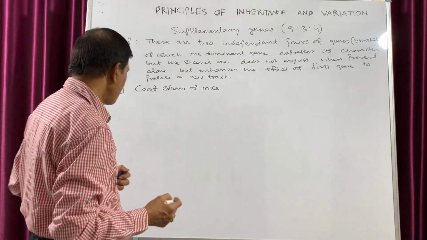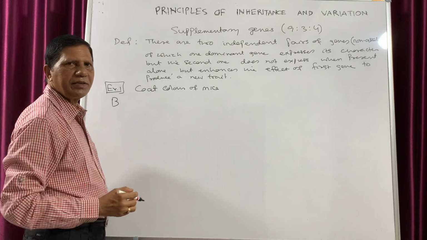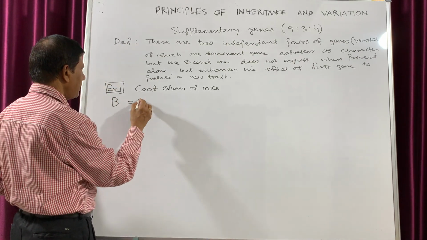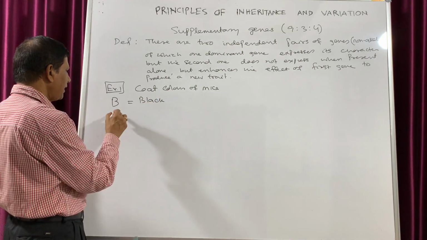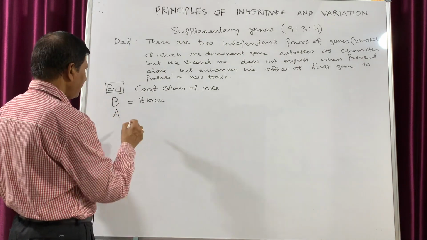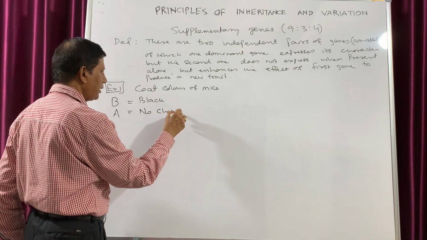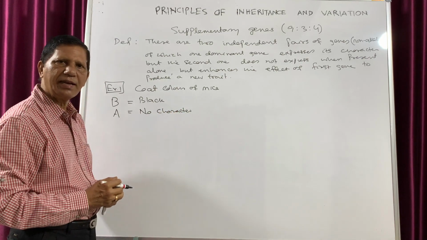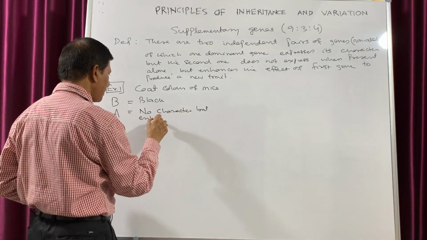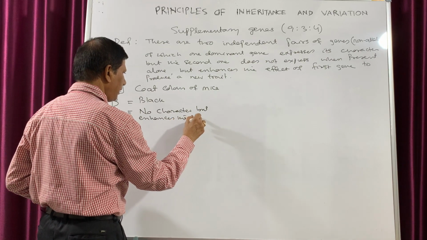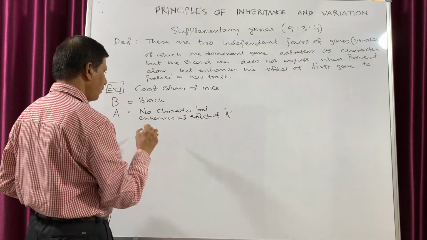Let us see. Suppose the gene B is present in dominant form, then it produces black color. The dominant gene A, if it is present alone, produces no character. That means when it is present alone, it doesn't produce any character, but it enhances the effect of gene B when present together.